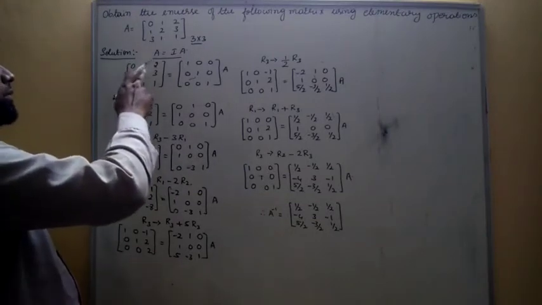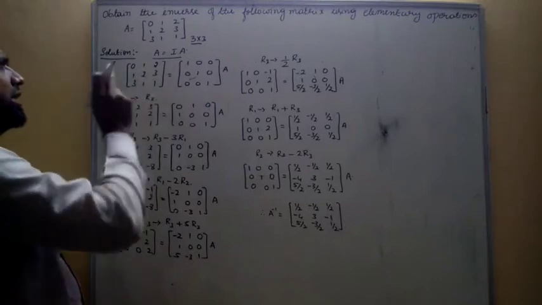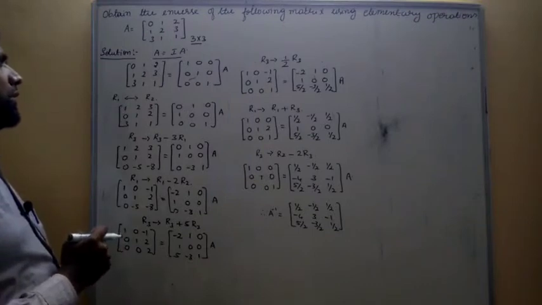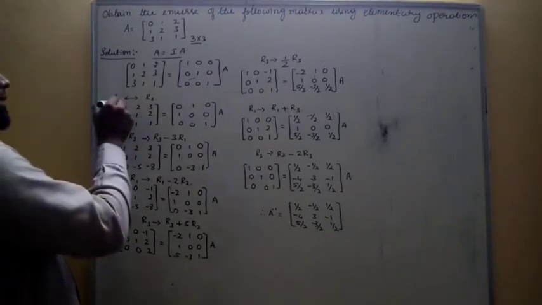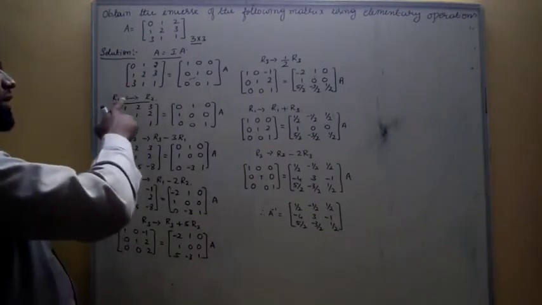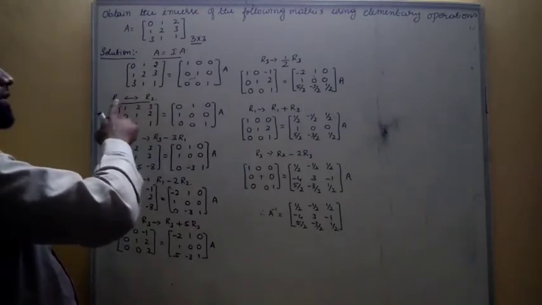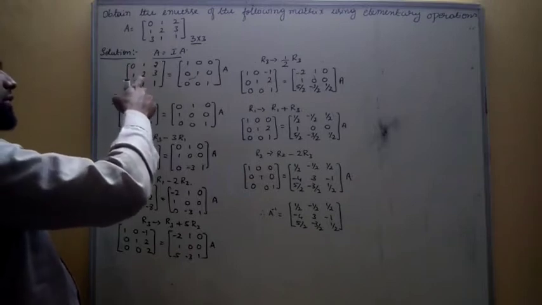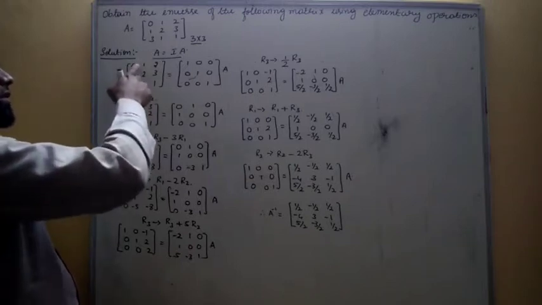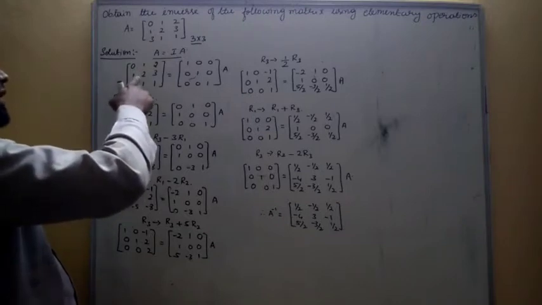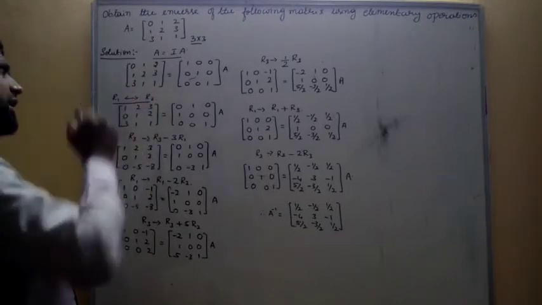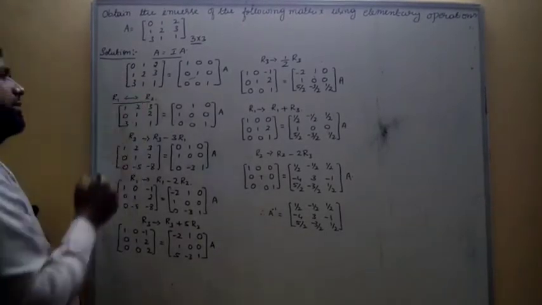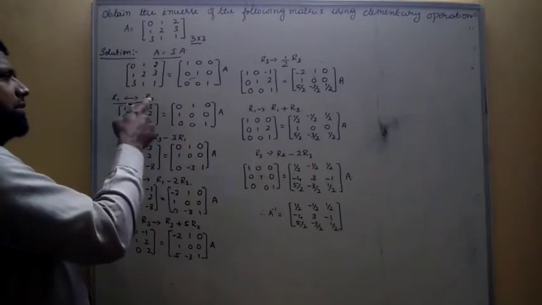So the matrix given is 0, 1, 2, 1, 2, 3, 3, 1, 1. In the first row, the first element is 0. So let us apply the property R1 changes to R2, because I am shifting the second row to the first and the first row to the second. In the second row the first element is 1. So let us change R1 to R2.